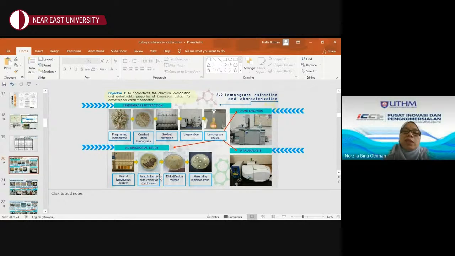Following the lemongrass extraction, an antimicrobial study was performed. For the antimicrobial study, lemongrass extract was diluted. Inoculum of E. coli was prepared, and the diffusion method was adapted to measure the inhibition zone, to see how much E. coli will be removed from the water sample.